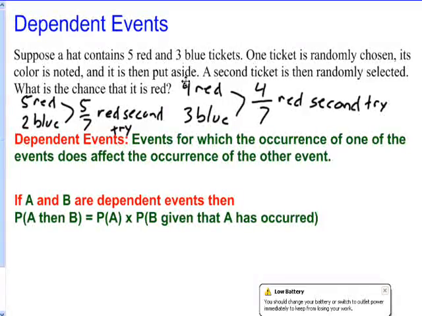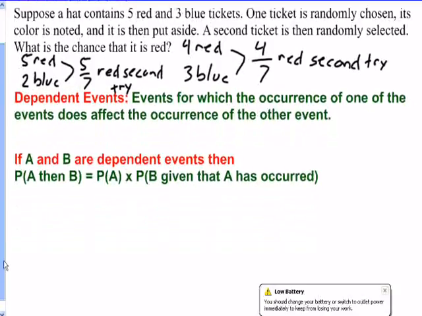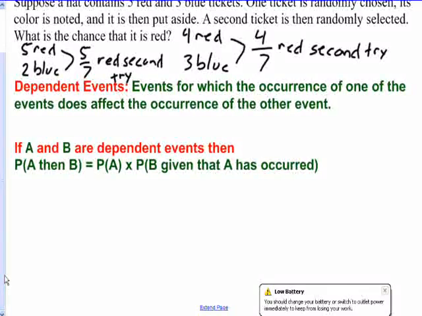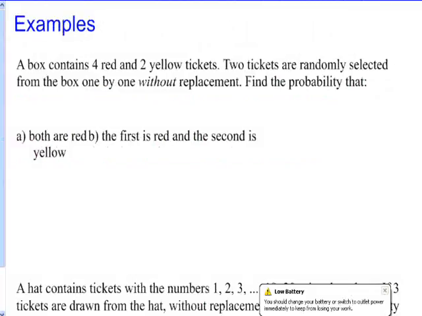So if A and B are dependent events, then the probability of A and B is equal to the probability of A times the probability of B given that A has occurred. All right? So the probability of A times the probability of B given that A has occurred. So we'll have an example. We'll see this. All right?